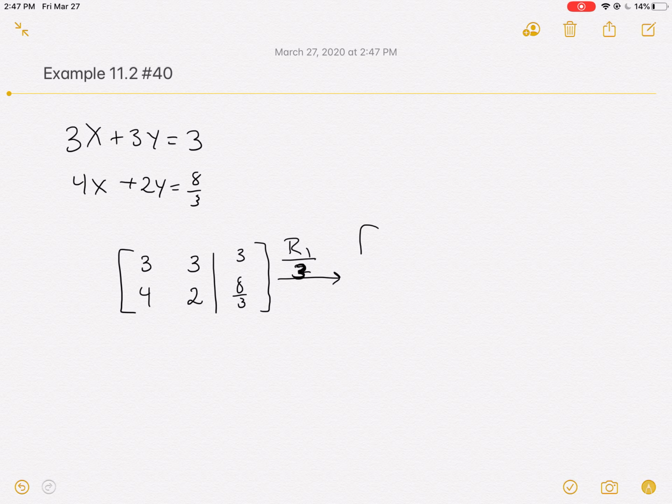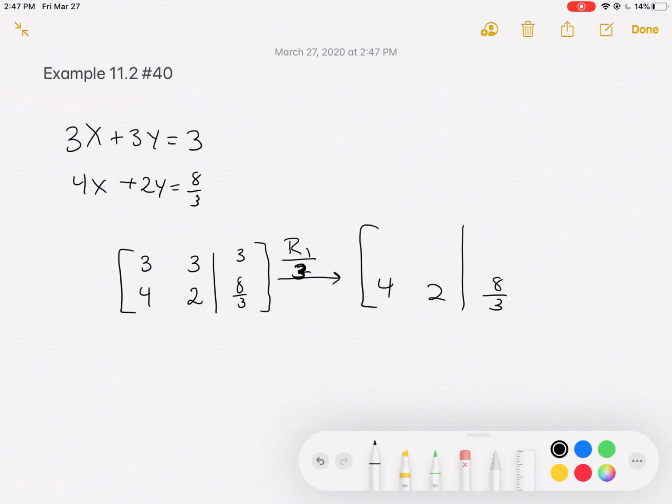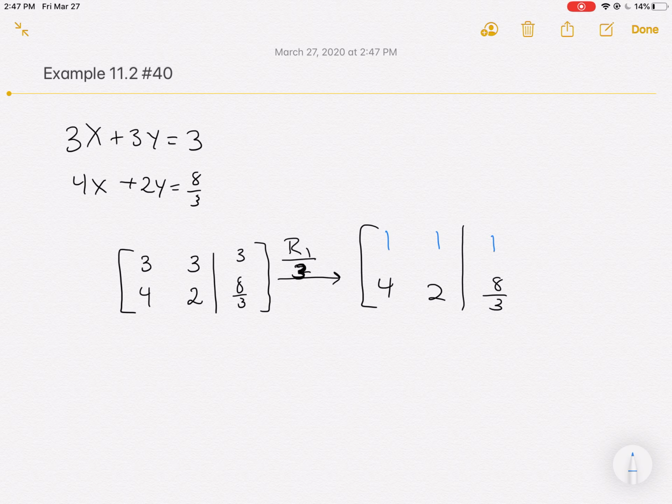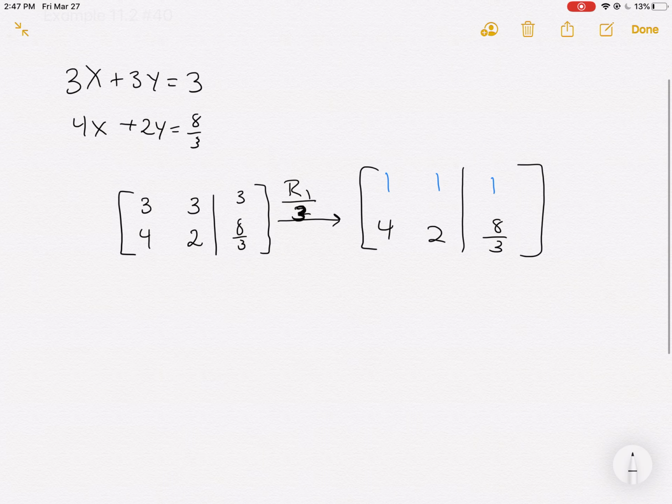So what I'm doing is I'm leaving that bottom row all alone. That's not going to change. But my new top row becomes 1, 1, 1. Everything gets divided by 3, even that constant. So you've got to divide that entire row. Well, that's good. I got a 1 in that top position. And remember what I want. I want a 0 underneath. So how am I going to do that?